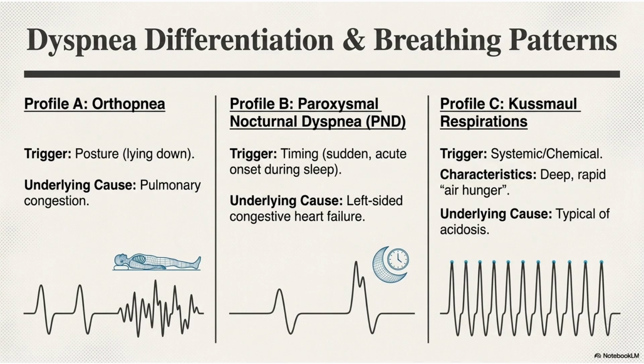Orthopnea occurs when lying down due to pulmonary congestion, right? So the trigger is lying down. Paroxysmal nocturnal dyspnea is a sudden acute onset during sleep, typically linked to left-sided heart failure. Kussmaul respirations are deep, rapid breaths, and air hunger characteristic of systemic acidosis.